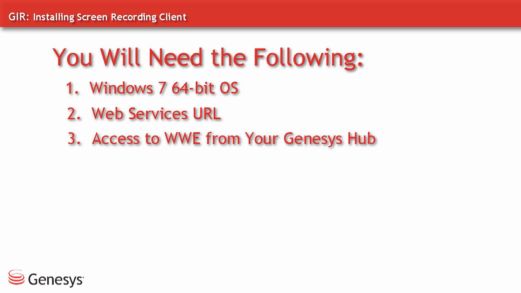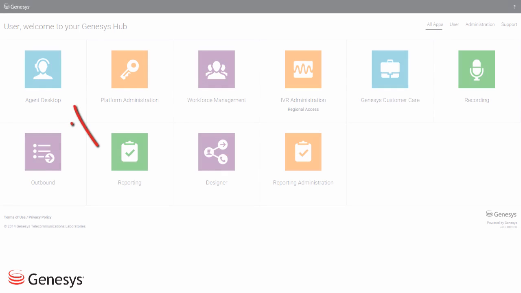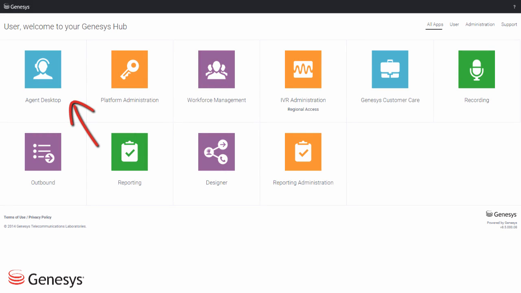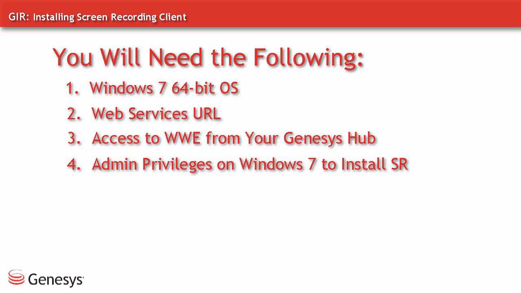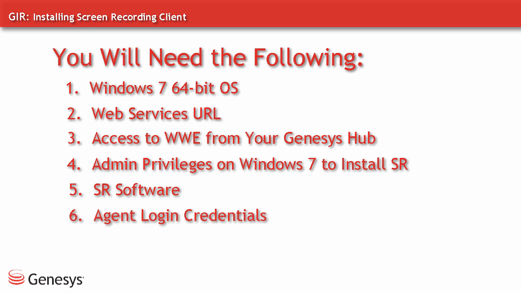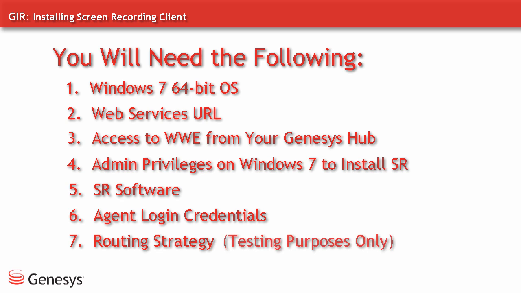You'll need access to Workspace Web Edition from your Genesys Hub. Admin privileges on your Windows 7 machine to install the Screen Recording Client. The Screen Recording Client software, agent login credentials, a routing strategy configured so you can land a call on the agent's machine, needed for testing purposes only.